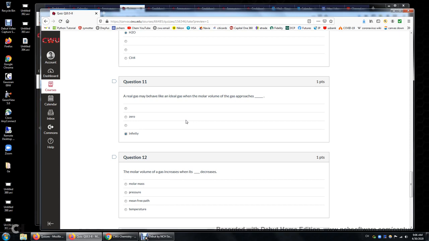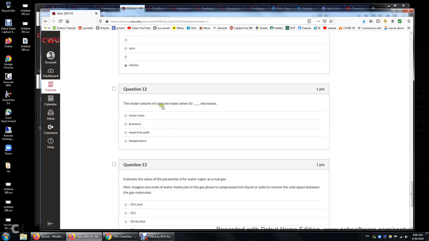All right, and also we can just think of another extreme case here. What if the molar volume approaches zero? Well, obviously this gas will behave more like a solid or a liquid when you are compressing this gas to a very, very small molar volume.